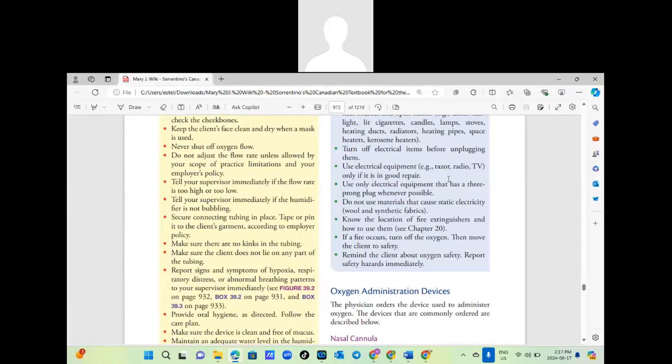Then move the client to safety. Remind the client about oxygen safety, report safety hazards immediately. Okay? So over here, use electrical equipment that has a three prong. Yes, use electrical equipment such as razor, TV, radio only if it is in good condition. So when you go to your client's room, you don't really know if the razor is in good condition. So just be mindful of this one, the electric razor. Okay, the chargeable one. All right.